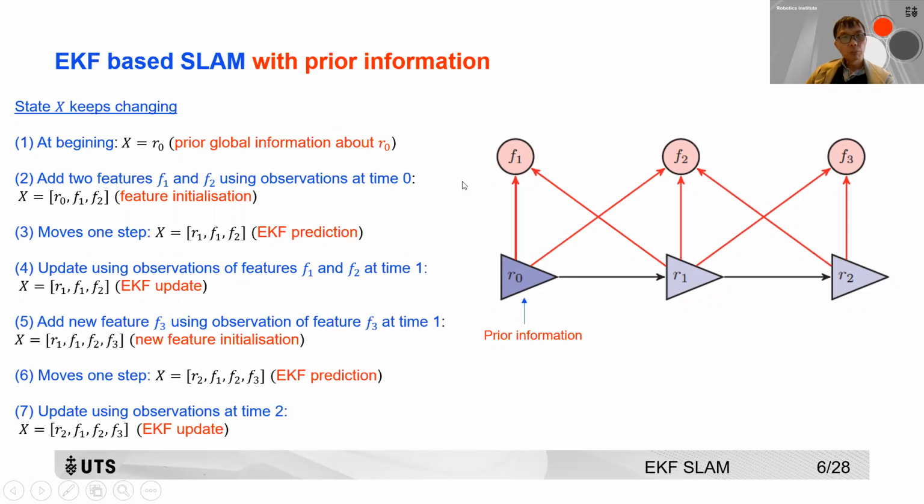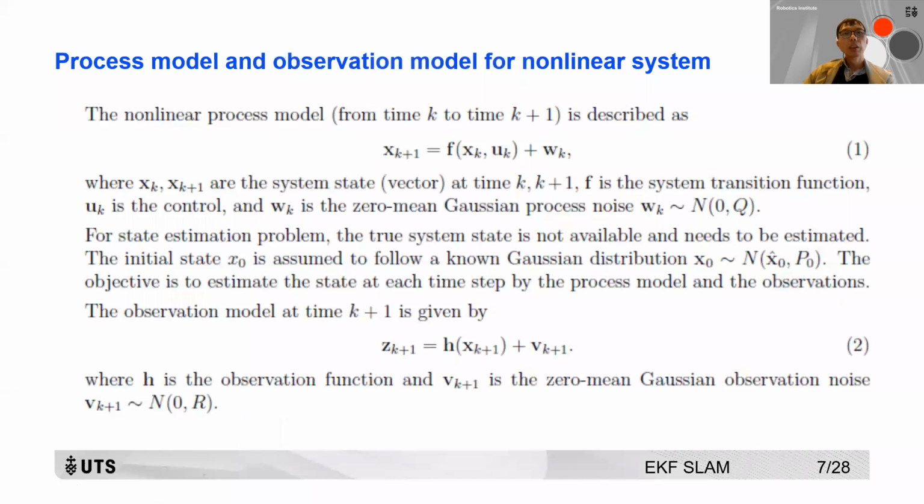So how to perform the steps? We follow the EKF algorithm. So for EKF, we have a nonlinear process model, we have a nonlinear observation model. In each step, the observation model may be different because the number of observations can be different. If you observe feature 1, feature 2, your observation model is related to feature 1, feature 2. If you observe feature 2, feature 3, then this observation is related to feature 2, feature 3. So this can be different in each step.